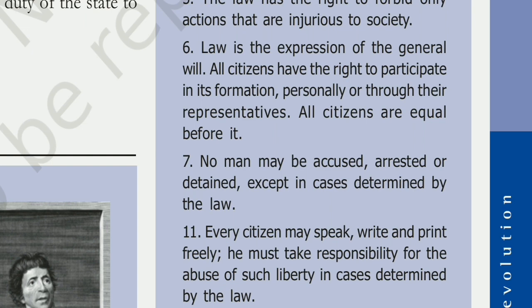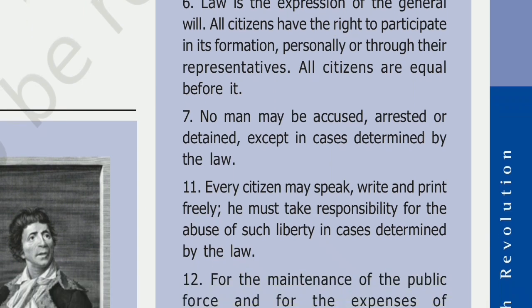Our will, whatever we want to do, whatever my personal feelings are, these are my personal rights. These are the citizens, and all citizens are equal before the law.